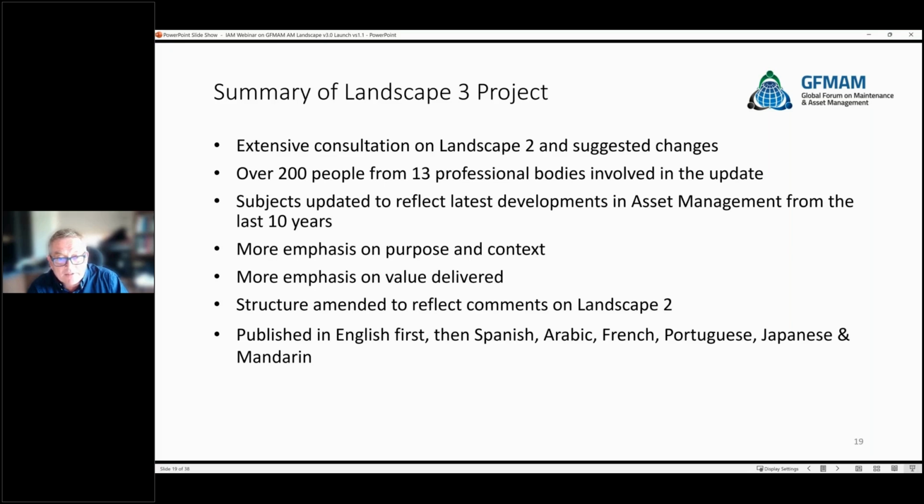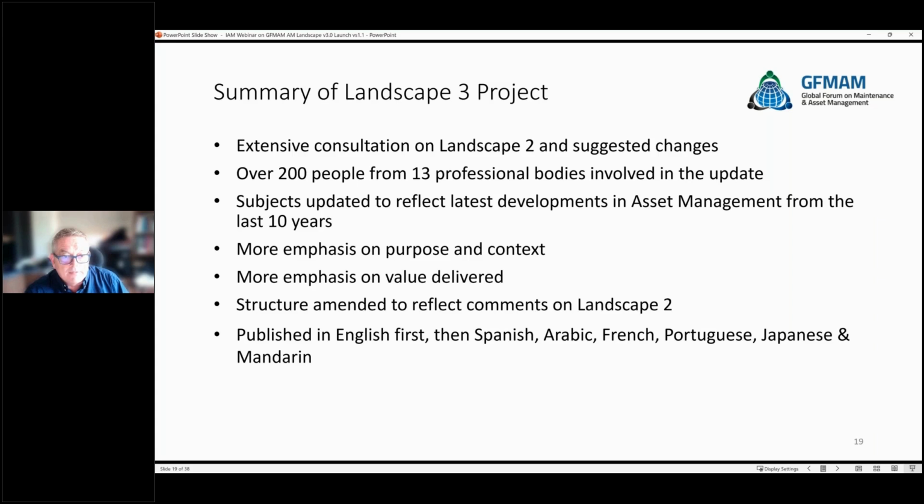Subjects were updated to reflect the lot of thinking and good practice that has emerged over the last 10 years, and that's been encapsulated. Even when a subject hasn't fundamentally changed its structure, it doesn't mean there weren't tweaks to the content to reflect that. There's more emphasis on the front end and the back end, purpose and context, and the actual value delivered. The structure has been amended to reflect comments, and the document has been published in English, and it is shortly to be published in those other languages you can see there. Those translations are going on as we speak, so they should be coming out in the next weeks to months, but fairly quickly. They're actively being worked on.